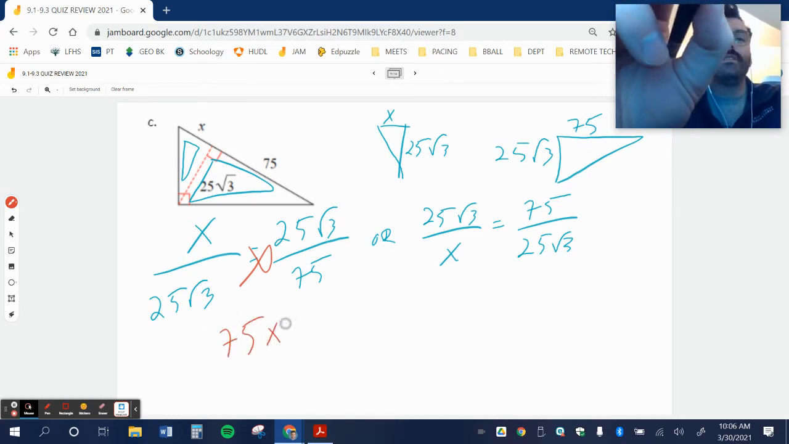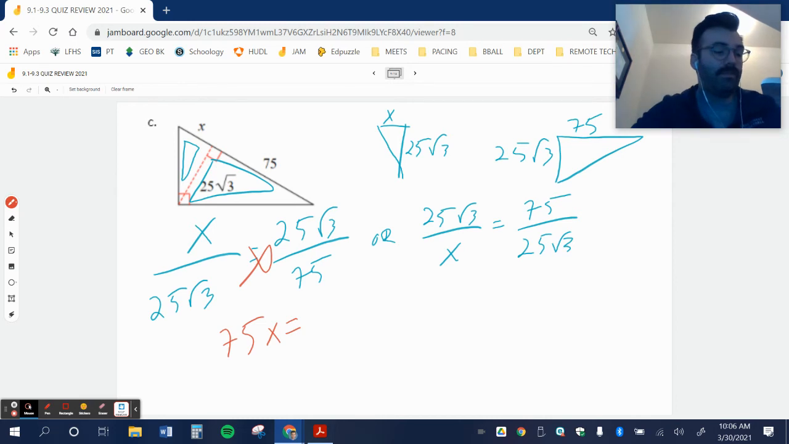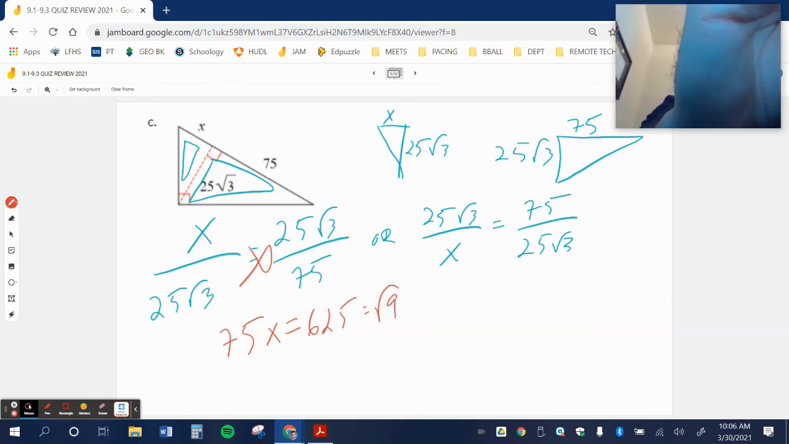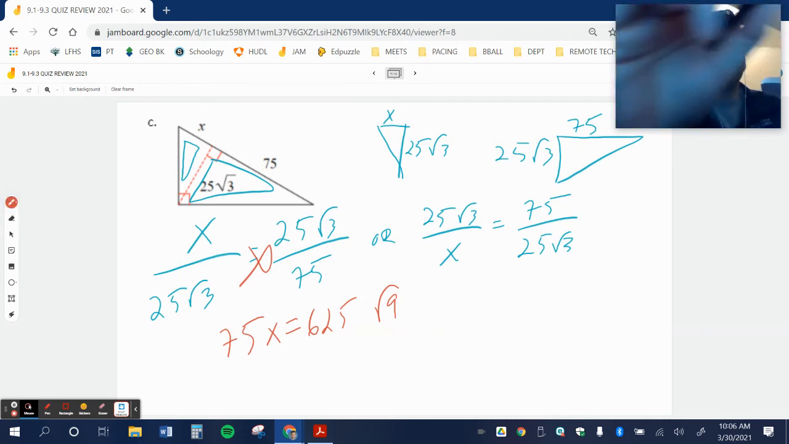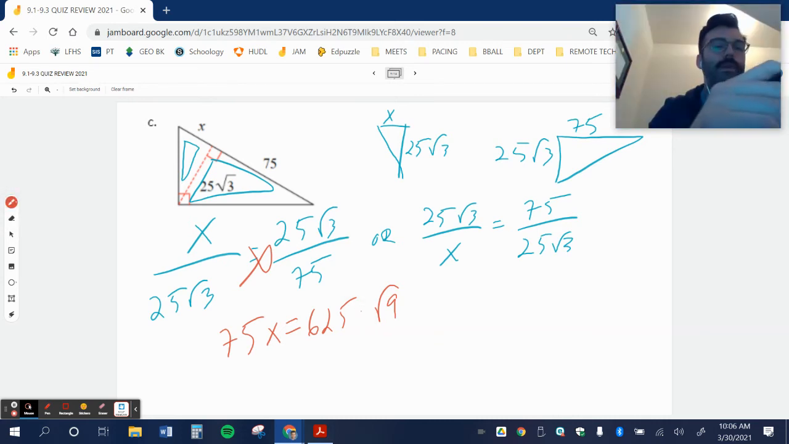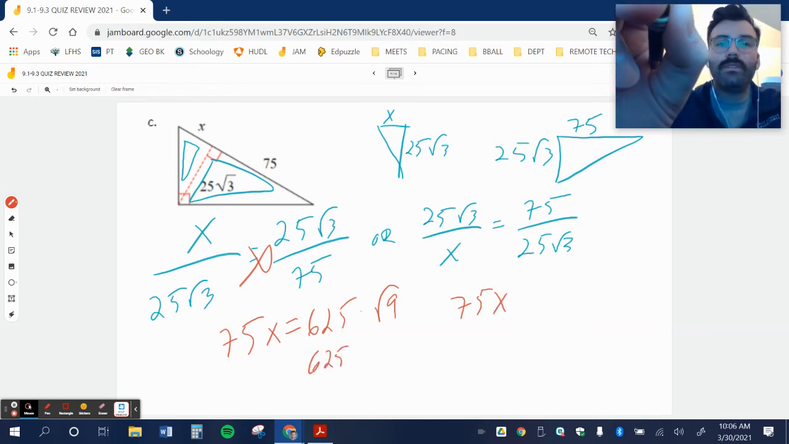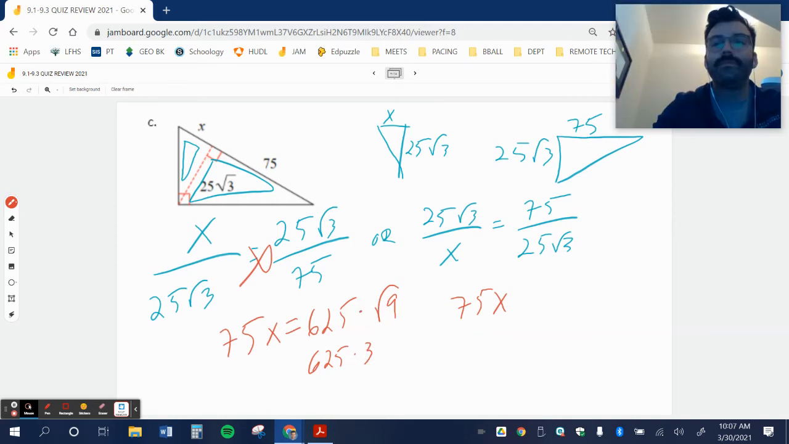75x equals, I'm going to do 25 times 25, which is 625, and root 3 times root 3, which is root 9. Oops, an equal sign. Times root 9. Remember that root 9 is 3, so I'm going to end up doing 625 times 3. So I have 75x equals 1875.